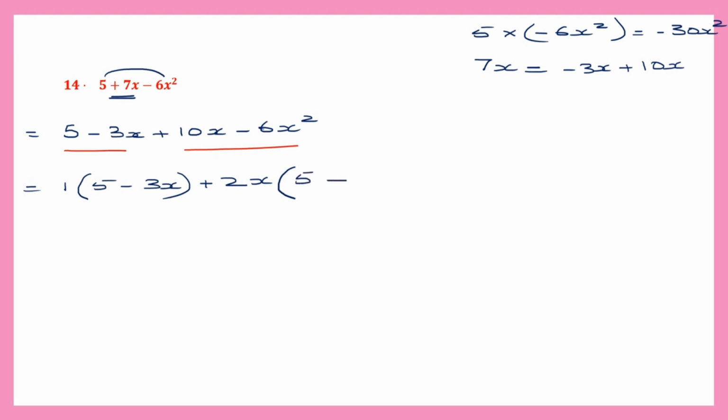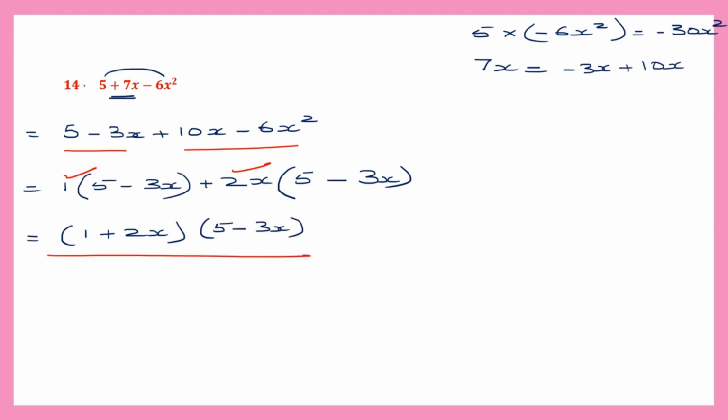Let's go to the next one. Then I write 2 into what is 6? 2 into 3 is 6. And here I have 1x and here I have 2 x's, so I can put that x here. So when I put the x here, can you see? Here I have 5 minus 3x. Here also I have 5 minus 3x. So let's take this first. So that will be 1 plus 2x and 5 minus 3x. So I have my answer here: 1 plus 2x, 5 minus 3x.